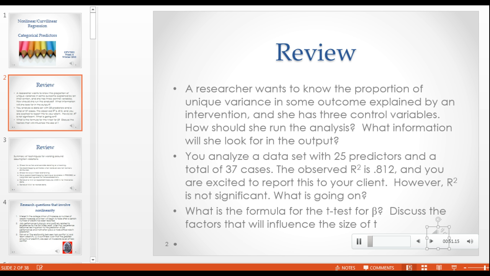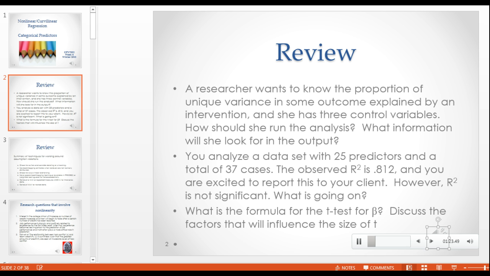So the proportion of total variance in the DV, we want to parse that out to the different predictors. And since there are 3 control variables, and then one focal predictor that she's interested in, which is the intervention, we are going to think about 2 blocks. The first block is going to contain those 3 covariates, and then the second block will contain the 1 predictor, and that's the intervention.